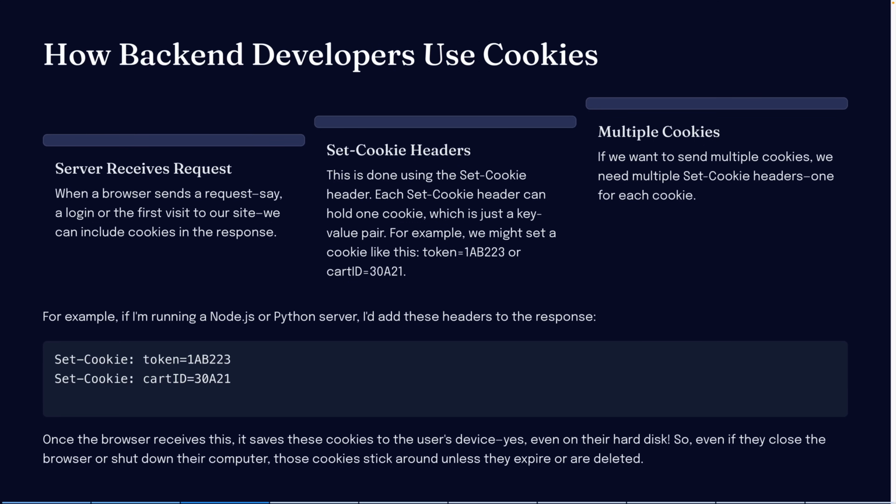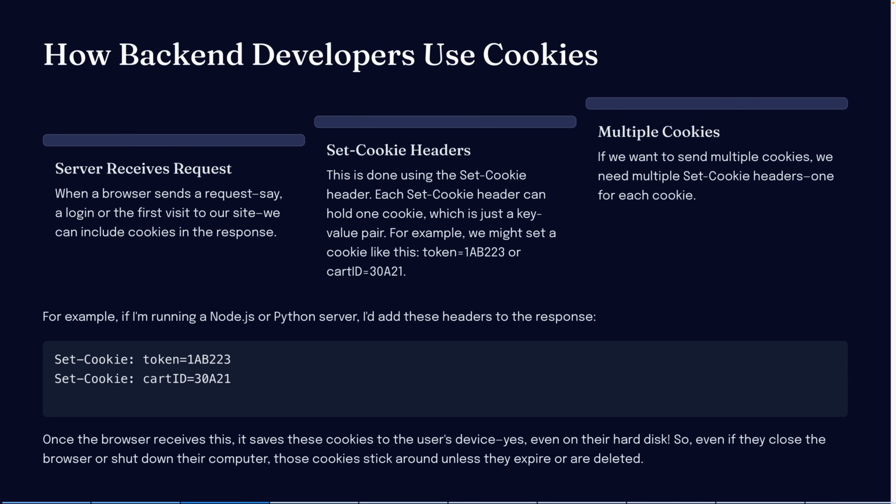Each Set-Cookie header can hold one cookie, which is just a key-value pair. For example, we might set a cookie like token=1AB, or cartId=30A21. If you want to set multiple cookies, you need to add multiple Set-Cookie headers, one for each cookie. For example, if you are running a Node.js or Python server, you add these headers to the response like this: Set-Cookie: token=1AB. You need to set the header.